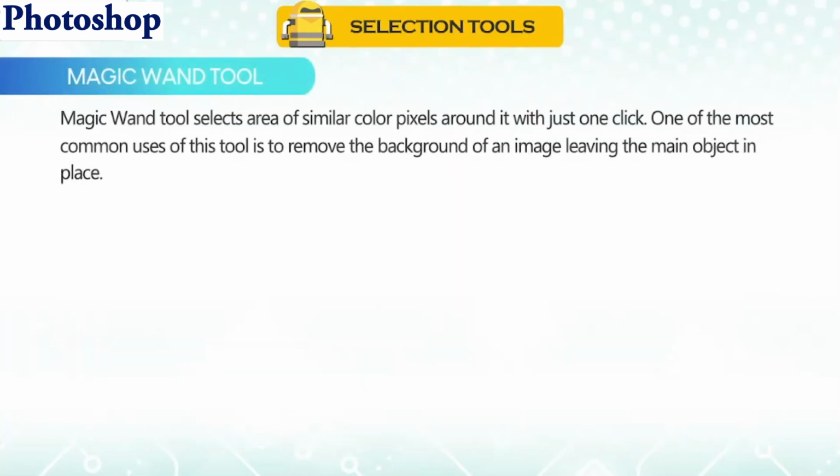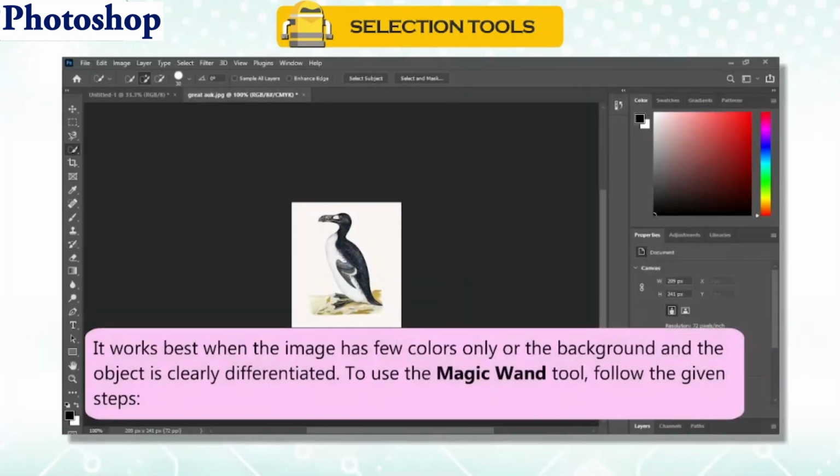Magic Wand tool. Magic Wand tool selects area of similar color pixels around it with just one click. One of the most common uses of this tool is to remove the background of an image, leaving the main object in place. It works best when the image has few colors only, or the background and the object is clearly differentiated.